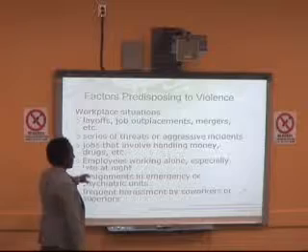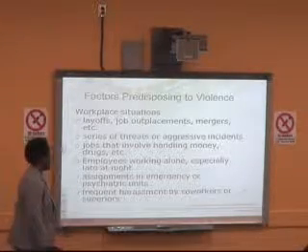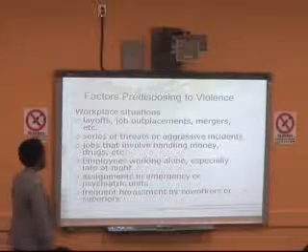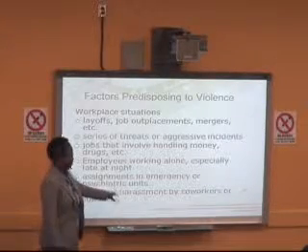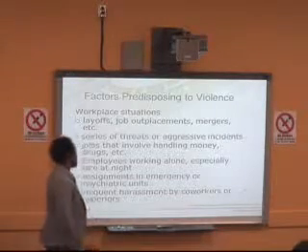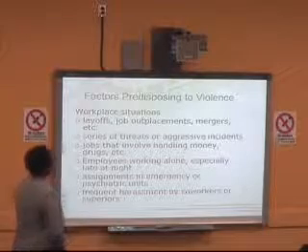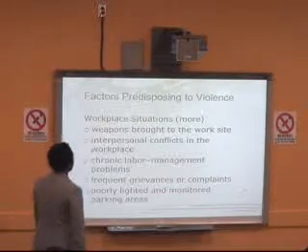What about employees working alone? That may make them more susceptible to certain types of violence. Assignments in emergency or psychiatric units are obviously going to be more dangerous. And frequent harassment by coworkers or superiors. These are all things that may contribute to violence in the workplace.